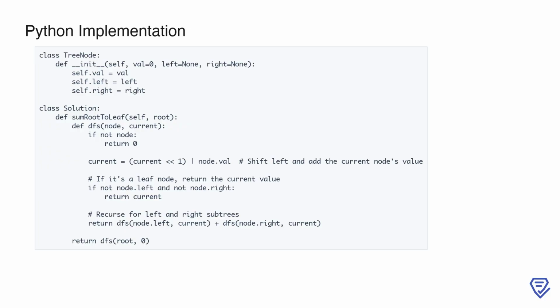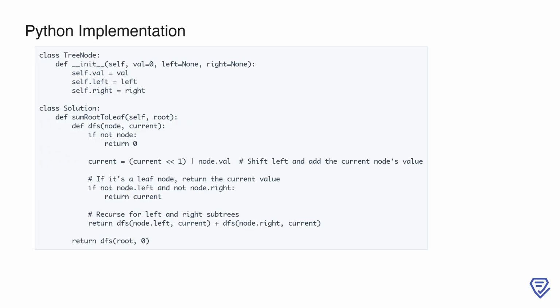This efficiently constructs the binary number as we traverse down the tree. If the current node is a leaf node, it has no left or right children, the function simply returns the current value, as this represents the complete binary number for this path. If the node is not a leaf, the function recursively computes the sum for its left and right children, passing the updated current value to each call. The results from the left and right subtrees are added together and returned.